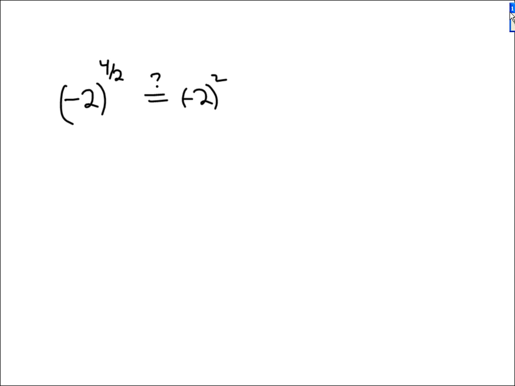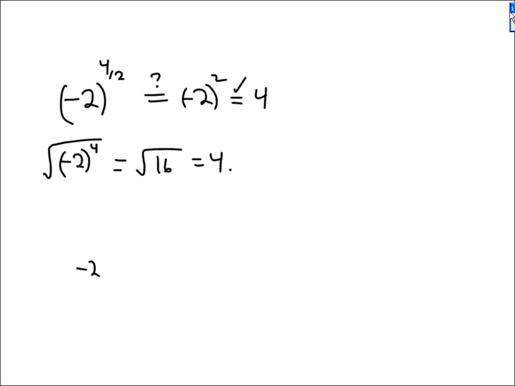All right. Well, that won't work either. Maybe this is a problem. Let's see. This becomes 4. That we know. Now, negative 2 to the 4th power square root. Negative 2 times itself 4 times is 16, which is 4. So what's bothering me?